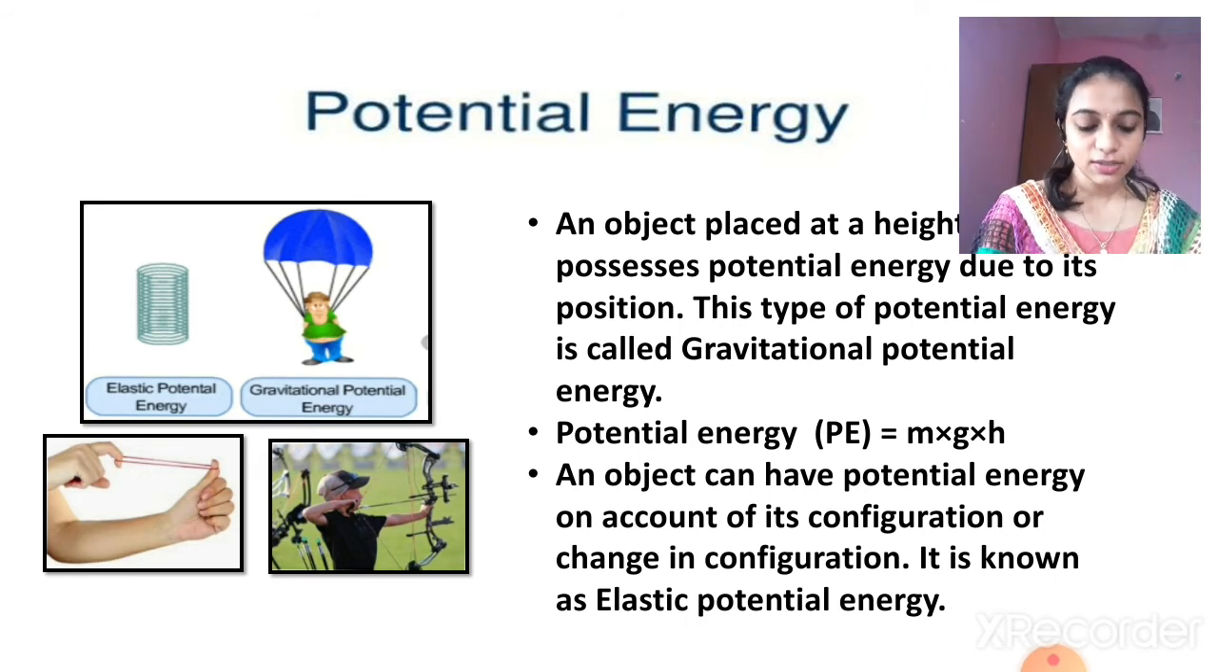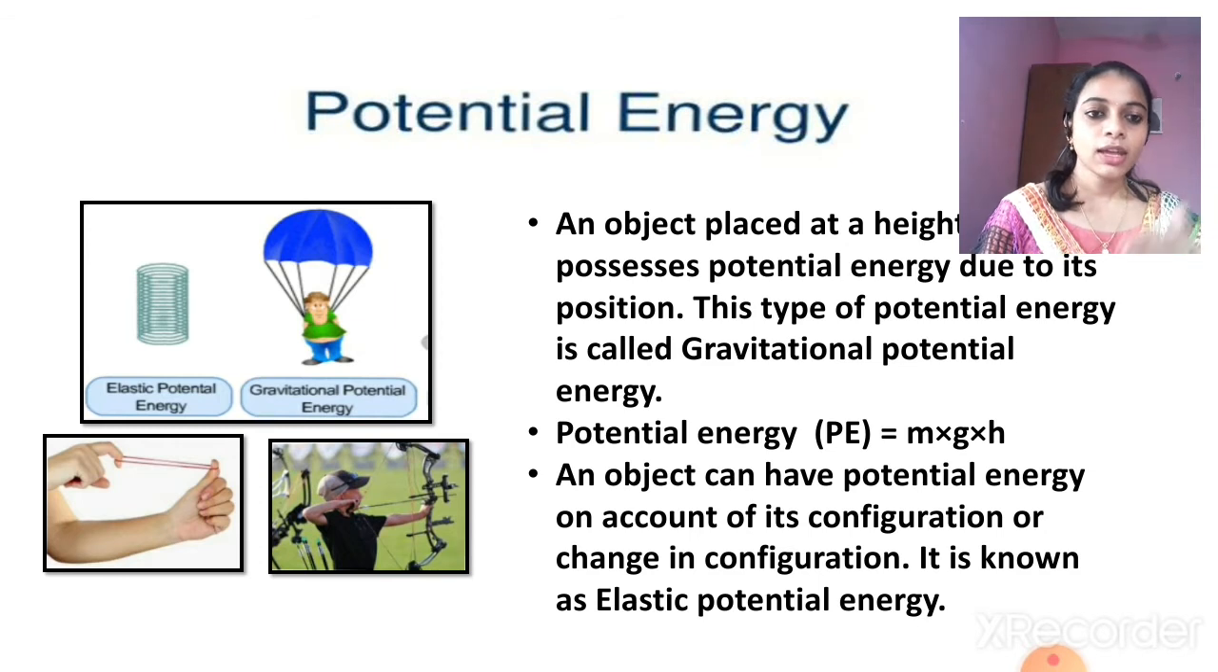That is, the height is calculated from the earth's surface, how far the object is. So it depends on three factors: mass, acceleration due to gravity, as well as height. So potential energy can be calculated as m into g into h, mgh. And the kinetic energy that we have studied is half mv square. So study that very well. Kinetic energy is half mv square and potential energy is mgh.